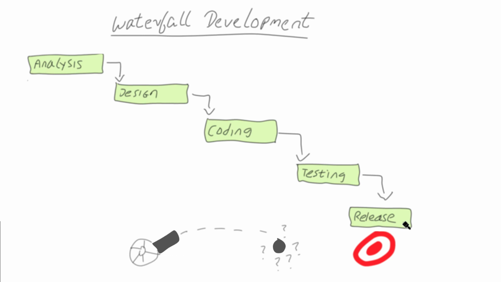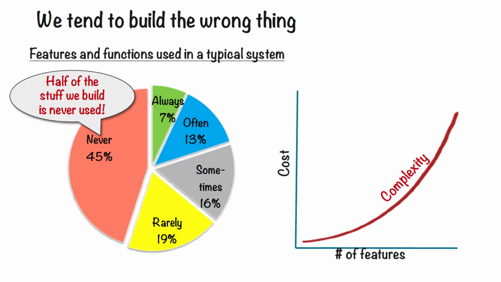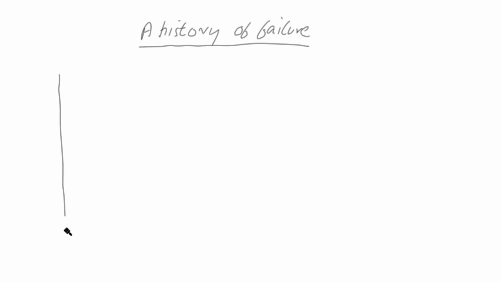And what was delivered was often late, with costs exceeding what was originally budgeted, and what was built and released was often not used. In fact, research in 2002 showed that half of what was being built was not being used. And over the years, faced with this history of failure, the industry started to recognize that software development has a lot of inherent uncertainty.